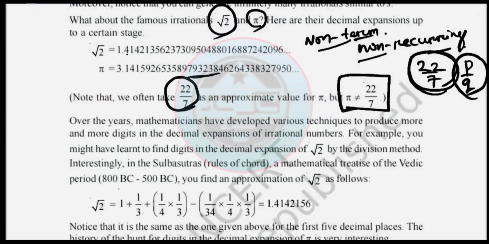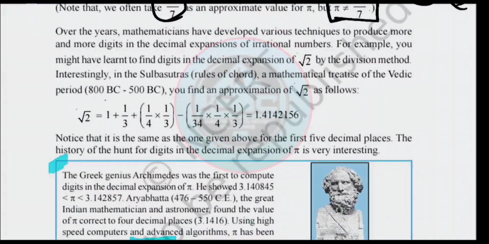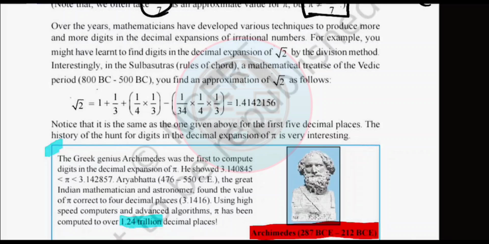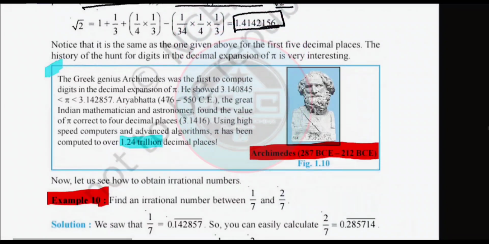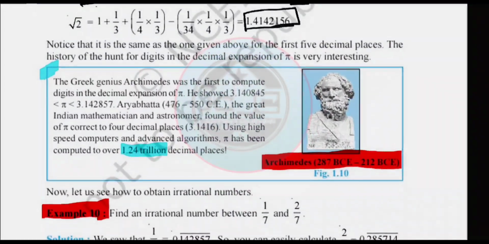Okay, let's have a historical discussion on the discovery or invention of these irrational numbers. As we know, in the Sulabha Sutras, the rules of chord, a mathematical treatise of the Vedic period, 800 BC to 500 BC, you find an approximation of root 2. The value of root 2 was expressed in Vedic mathematics as 1.4142156. This seems to be a terminating decimal expansion, but actually it is not, because root 2 is an irrational number.